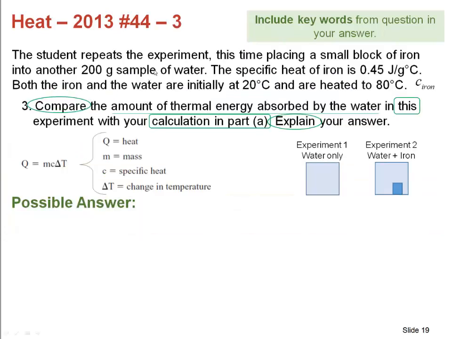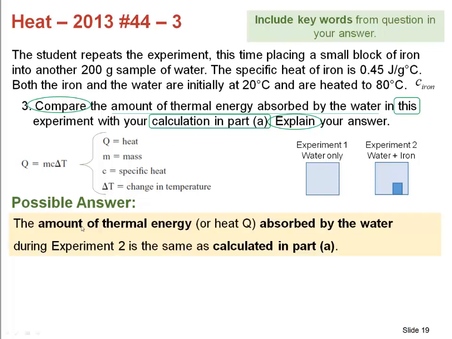The student repeats the experiment and does the second one with the iron in the water, but it's asking us to compare the amount of thermal energy absorbed by the water only in this experiment with what we got in part A. So if we look at how much energy got absorbed by the water and what it depends on, we see that the amount of thermal energy depends on mass, specific heat, and change in temperature. The amount of thermal energy absorbed by the water during the second experiment is going to be the same as calculated in part A. That's the answer.